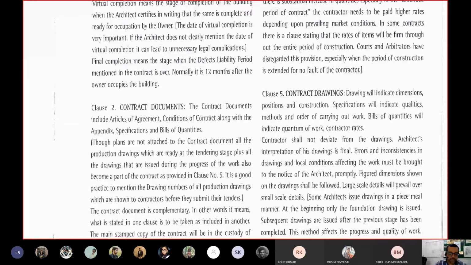So first is the contract document. Here we will only highlight those clauses which are not only important but require explanation. Only writing the term contract document doesn't make clear what all has to be in this document. So this clause says that the contract documents include the article of agreement. The article of agreement is a format stating under what circumstances which parties are agreeing to the following contract, and the conditions of contract.